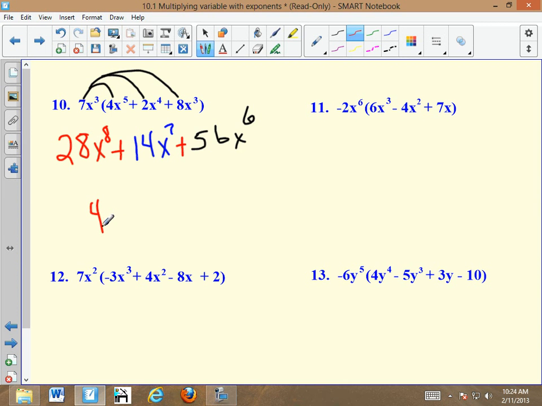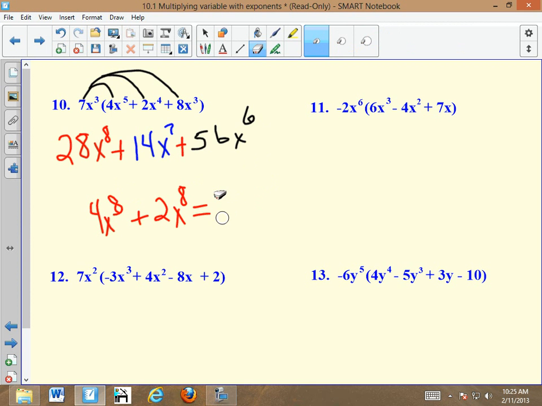Now, if I had 4x to the 8th plus 2x to the 8th, that would equal 6x to the 8th. Okay? Because both my letters are the same and they're raised to the same power. You can multiply letters that don't have the same exponent because you add the exponents. You cannot add them.